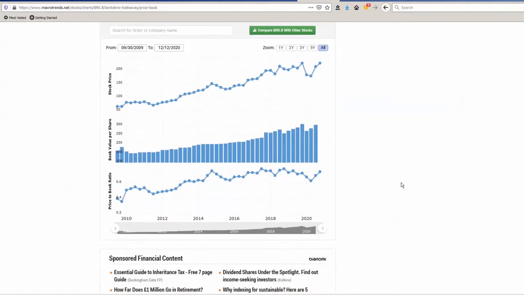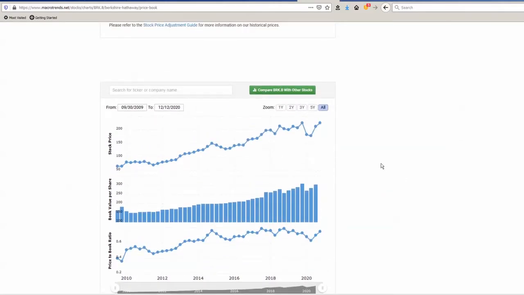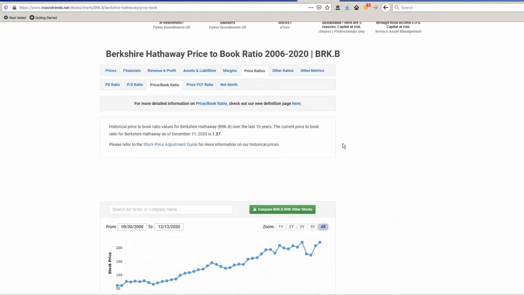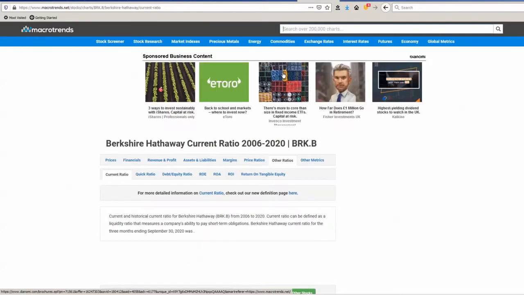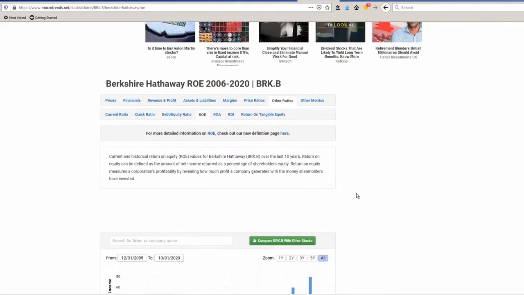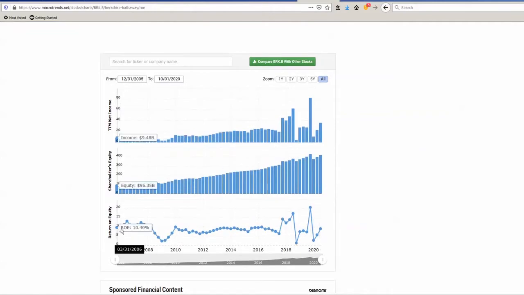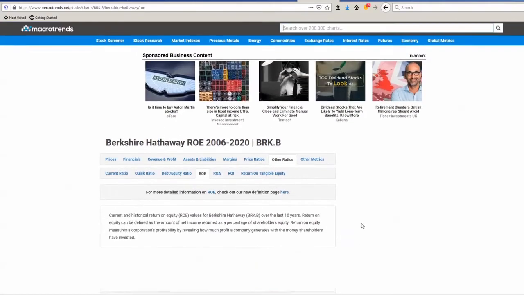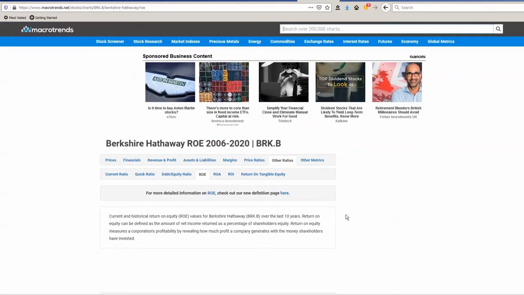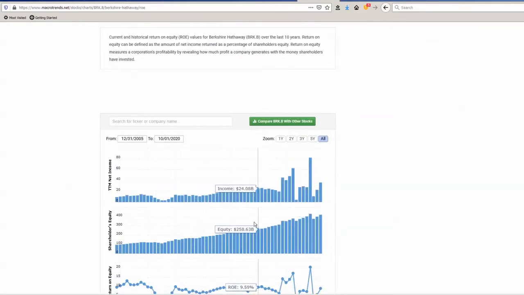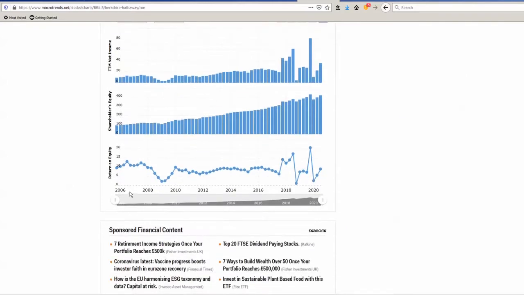Yeah, so it's useful again for that kind of visual information for the big companies, a lot of history, and you can see this information for all sorts of things. So if we looked at return on equity, you've got this all the way back to 2006 here, and you can see that return on equity and how that changes over time. So again, it's a nice one to see this kind of stuff in a nice visual format and going back quite a few years as well. So those are the free ones.